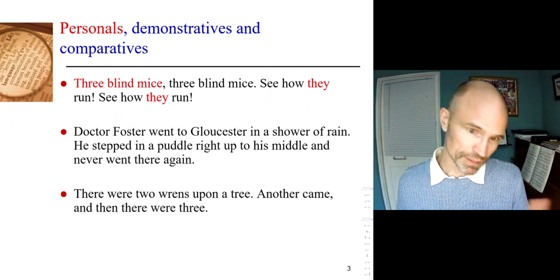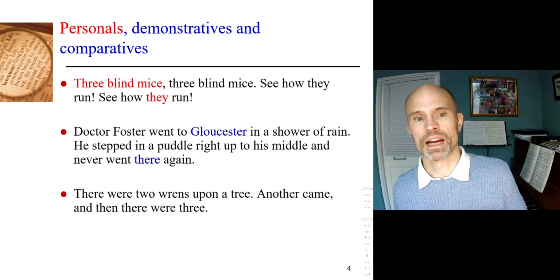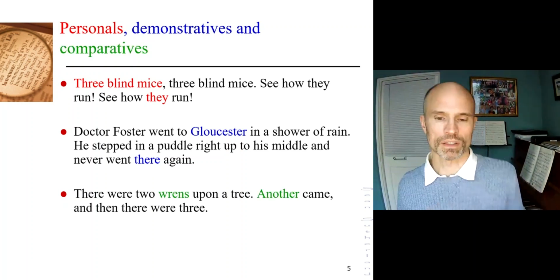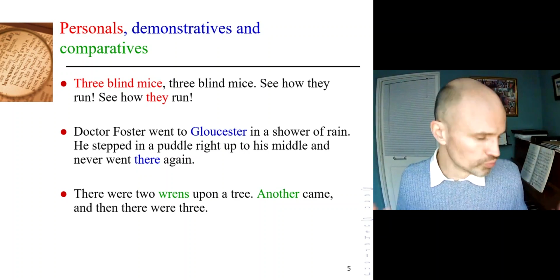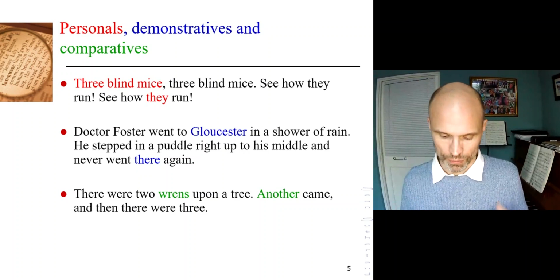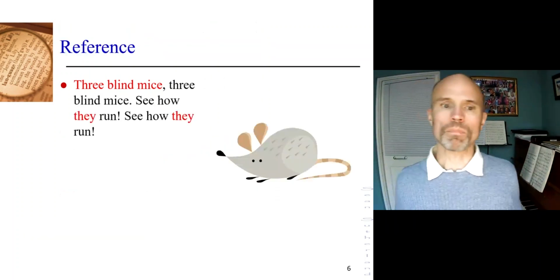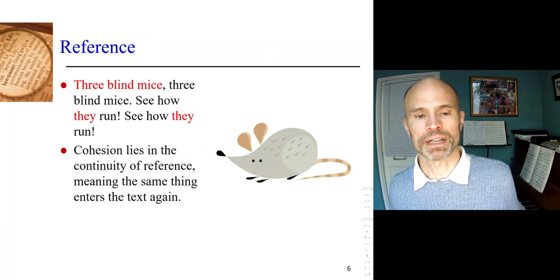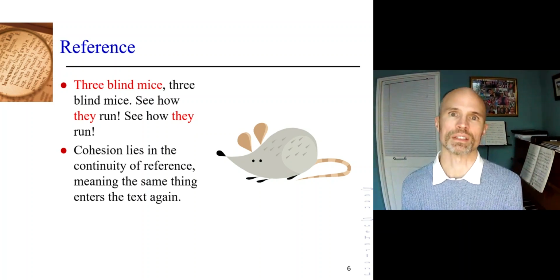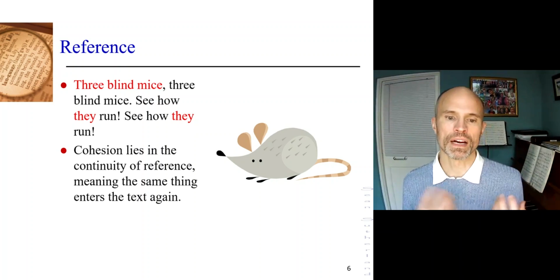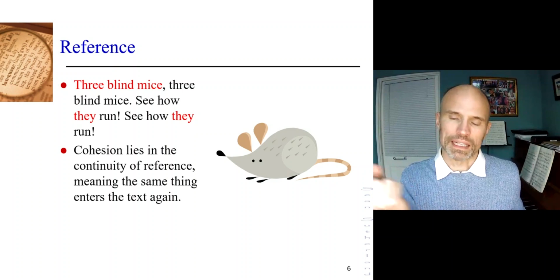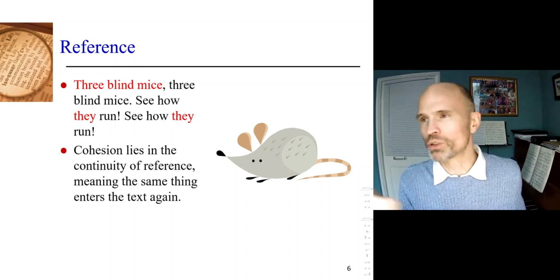So personal references I've just highlighted with color here, and demonstrative and comparative I've highlighted with color, as I do sometimes, I hope that makes it clear for when you're looking back at this later. The 3 blind mice, right? The term that's used is cohesion, right? We're talking about cohesion here. The fact that they on its own is, like I said, not much meaning. 2 or more of something.